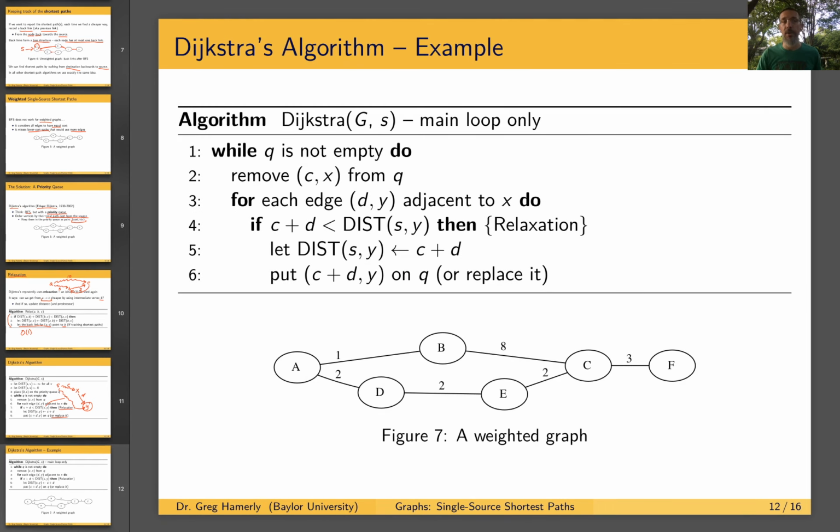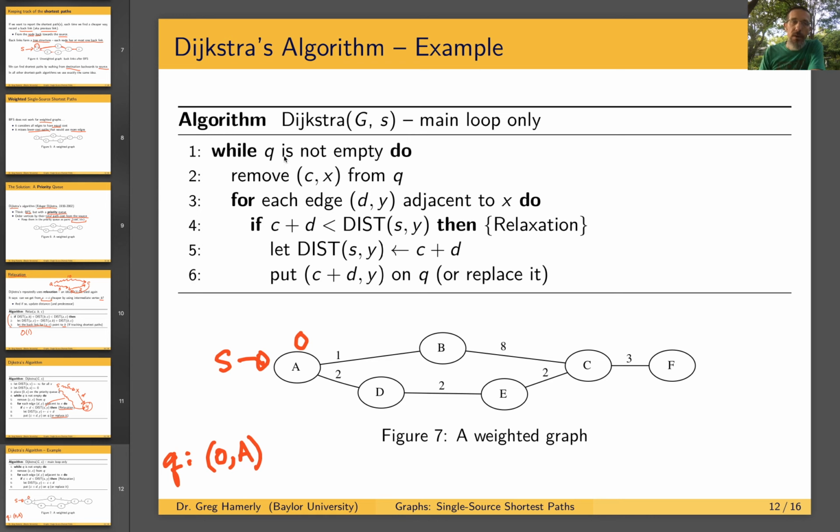Okay, so let's do an example of Dijkstra's algorithm. Here's the main loop that we just looked at from Dijkstra's algorithm. Assuming that the source is A, we're going to have our priority queue, Q, and we're going to initially place into that priority queue the pair 0, comma A, because that's the cost of getting to A from itself. All the rest of these vertices have initial cost of infinity, which I won't draw on there.